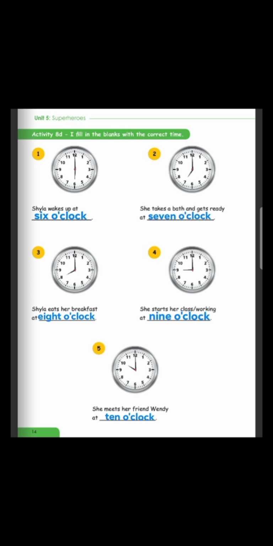Number 4. She starts her class working at 9 o'clock. And lastly, number 5. She meets her friend Wendy at 10 o'clock.